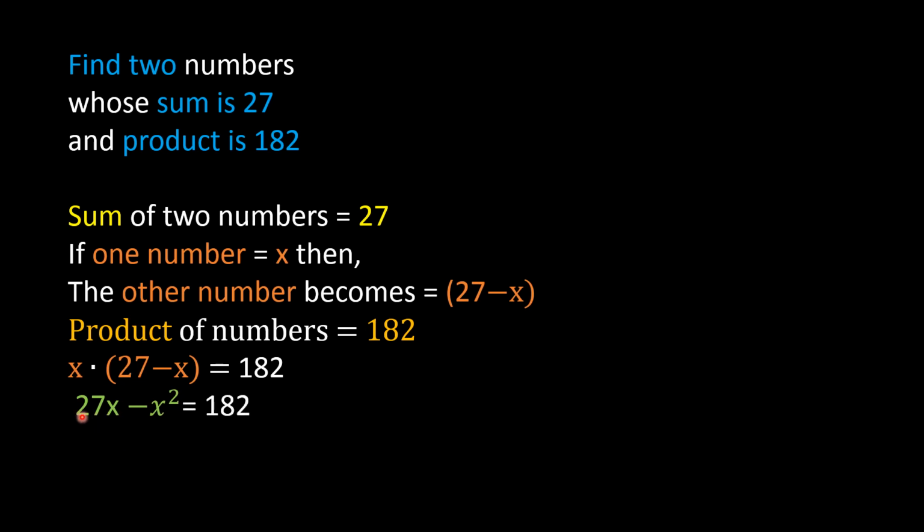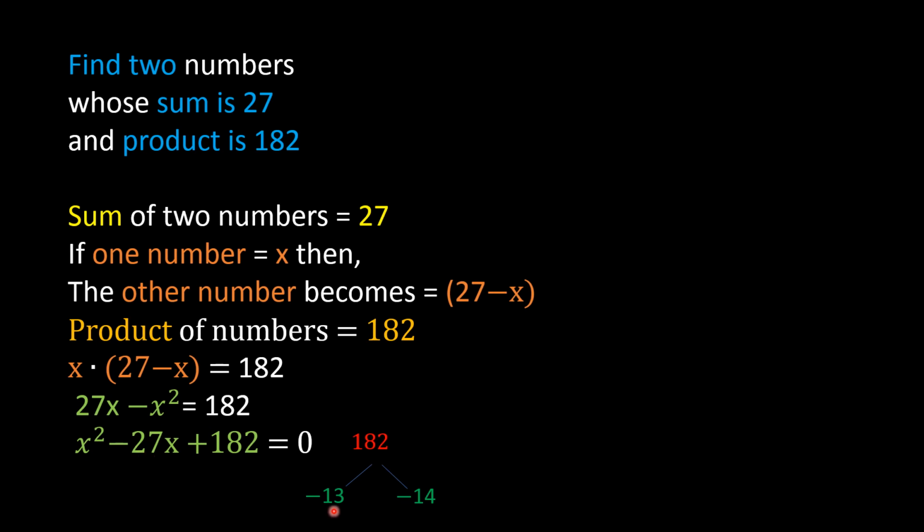X multiplied by 27, 27x, x multiplied by minus x squared equals 182. Now we will take these terms on the right hand side and write: minus x squared will become x squared, 27x will become minus 27x, and 182 will remain as it is, equals 0. Now here the coefficient of x squared is 1. So we will find two factors of 182 such that their sum will be the coefficient of the middle term, which is minus 27.